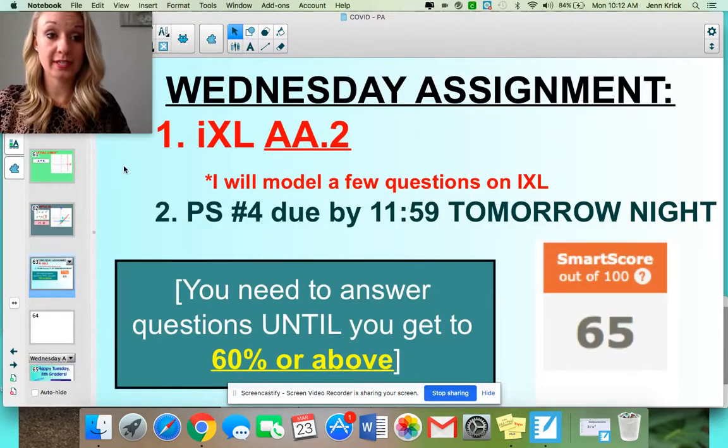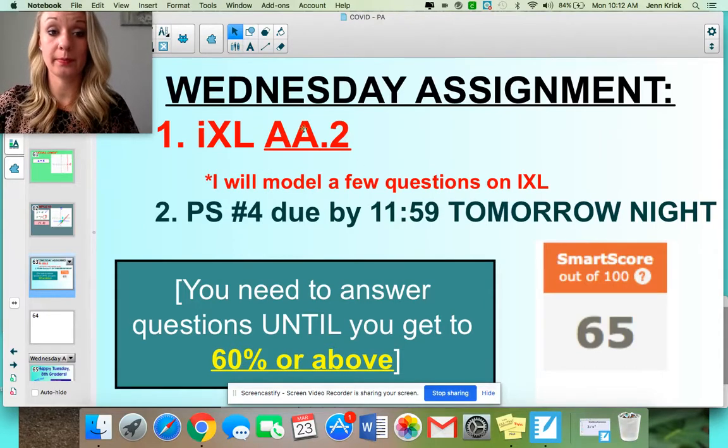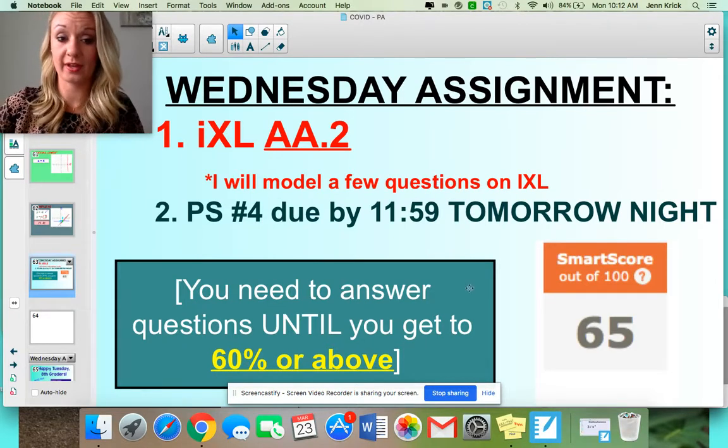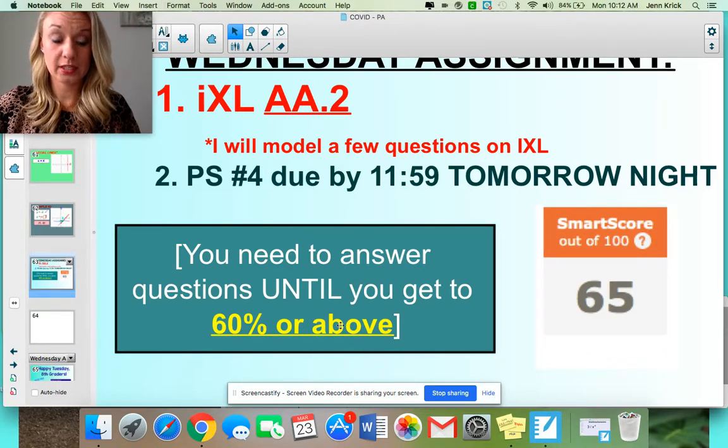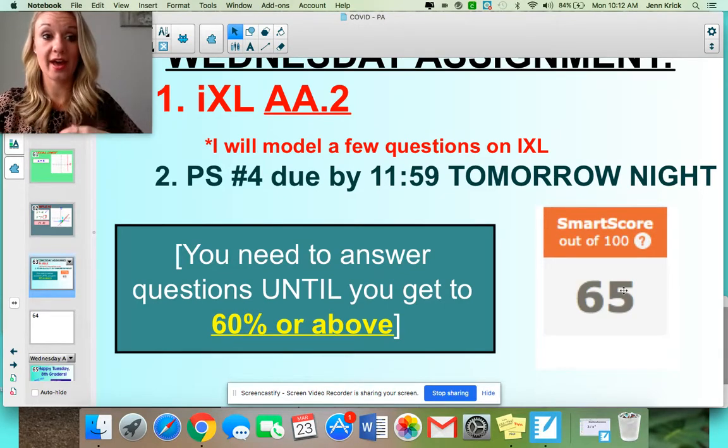For your Wednesday assignment, you are going to go in and complete IXL AA2. It should already be assigned to you, so you should be able to see it. I'm also going to model a few questions with you on there just so you can see what the program looks like for graphing. You cannot log out until you get to a SMART score of 60 or above. 60 or above. Okay, so I screenshotted this like I did it myself. I got to 65 and then I knew, okay, I can log out now because I did that.